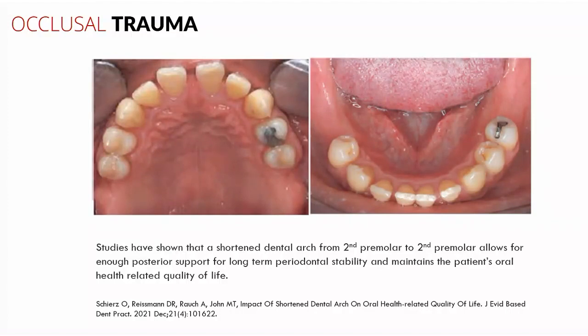trauma? So people have done studies, right? They've taken people with what they've termed a shortened dental arch, from second premolar to second premolar, and they've followed them over a long period of time, a few studies, 15 years plus, and they see if they start to suffer from some periodontal disease, or they have discomfort, or they ask a bunch of quality of life questions, right?